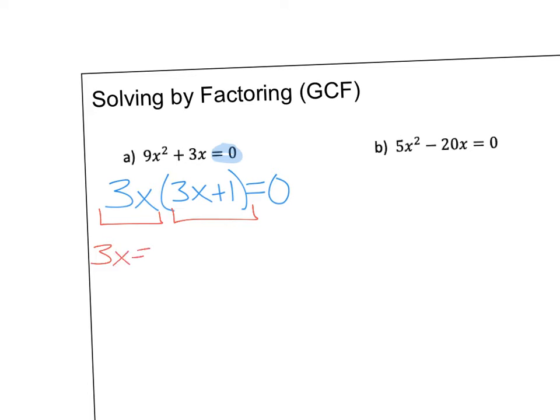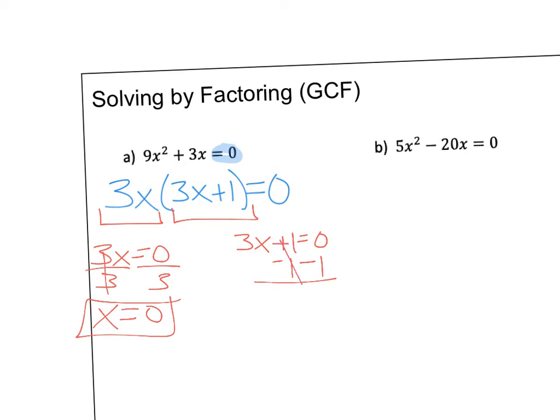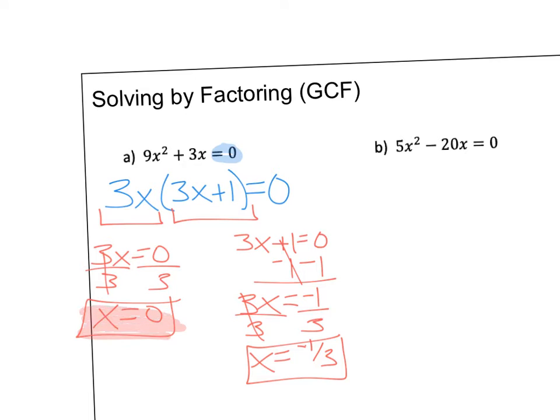So I have 3x equals 0, and then I have 3x plus 1 equals 0. I'm going to divide both sides by 3. X equals 0, so we cross the x-axis at 0, the origin. And then we also cross the x-axis at -1/3. So those are our two zeros, two places where we cross the x-axis.